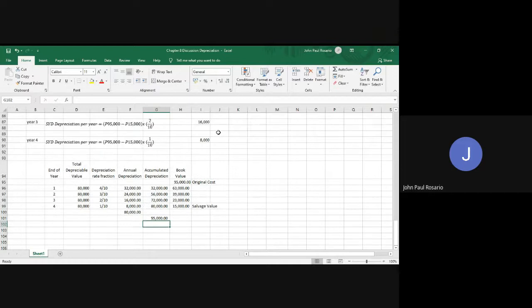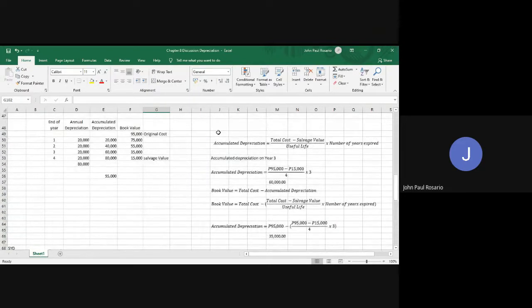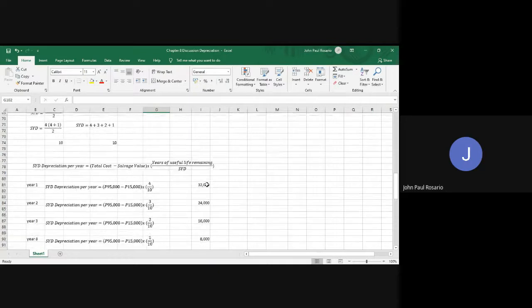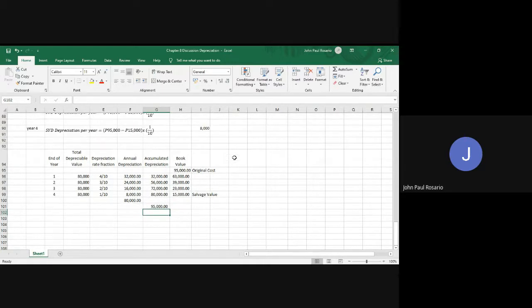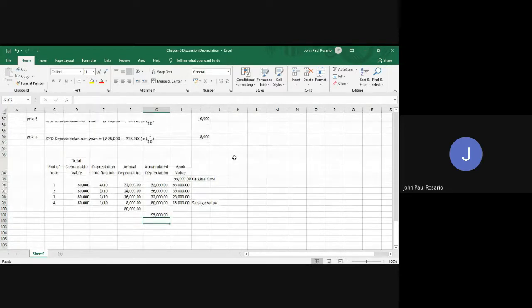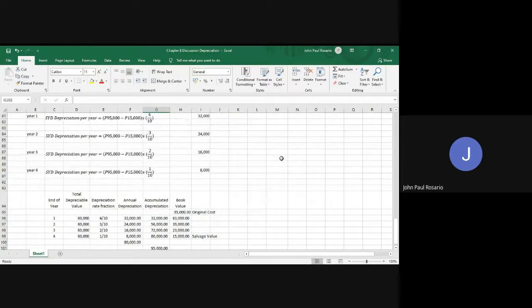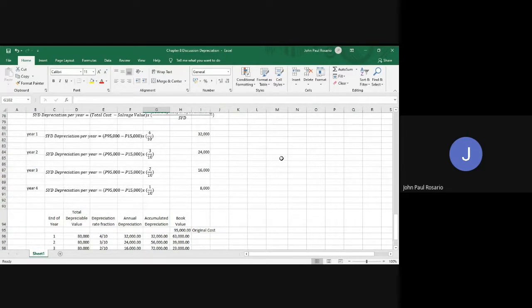Now as you can see here, guys, in straight-line depreciation the depreciation is constant. However, with SYD, the depreciation decreases each year. So when you want to compute the depreciation for a particular year, and the book value for that particular year, just deduct from your cost.